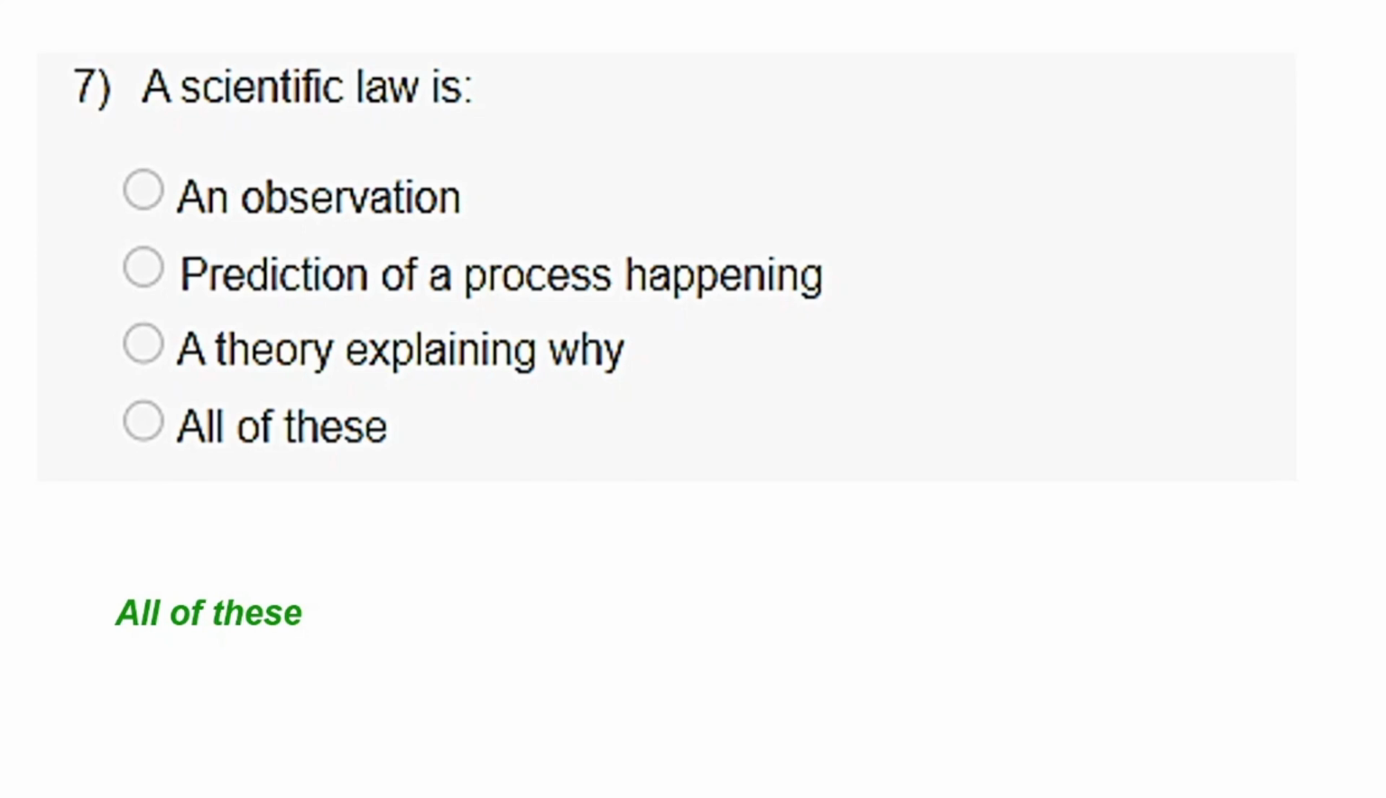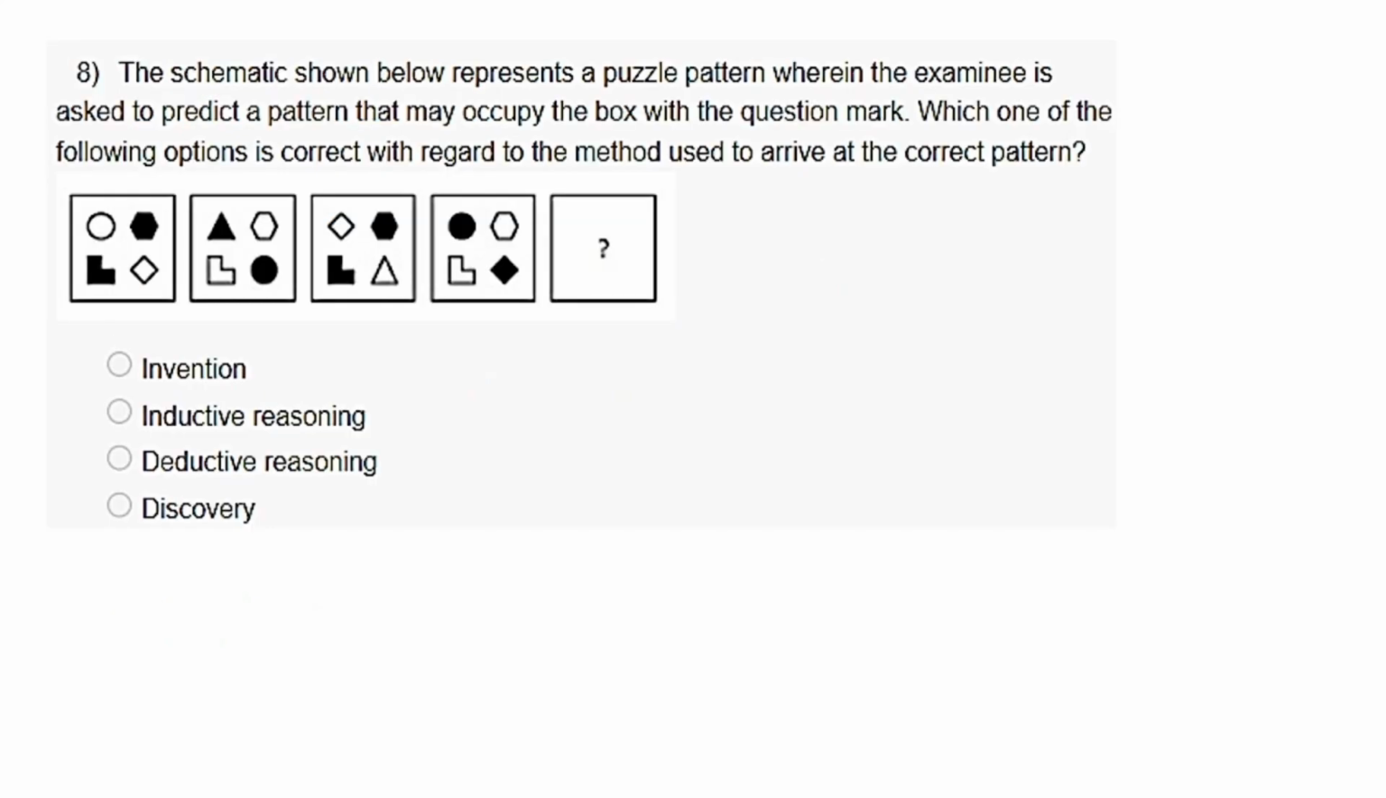Obviously an observation, a theory explaining why this is happening, basically a hypothesis that I have observed this, so I think this is happening, and obviously a prediction of a process that is happening. So scientific law will be kind of all of these. That's why the answer is option D, all of these.